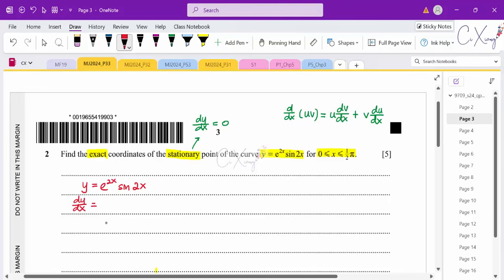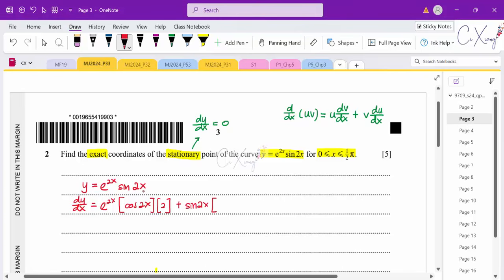Okay, so for now I want to copy the first bracket, so I copy e power 2x, differentiate the second. So differentiate the sine, I will be having cos 2x. After that, you have to differentiate the 2x, you get a 2. So you have cos 2x multiplied with 2. So this is, I copy the first bracket, differentiate the second. And now I want to copy the second bracket, differentiate the first.